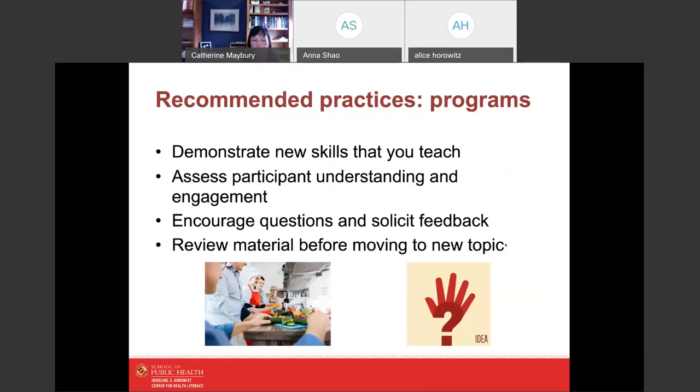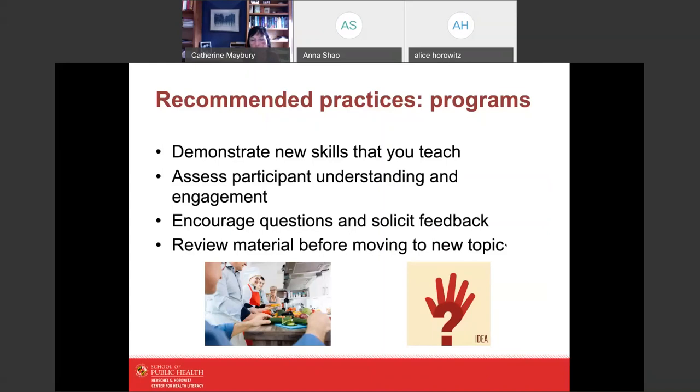And then you could ask a participant when she would check her blood sugar levels. So we want to make sure that we encourage questions and solicit feedback throughout. It's another way to engage people. And then last, we want to review material before moving on to a new topic.